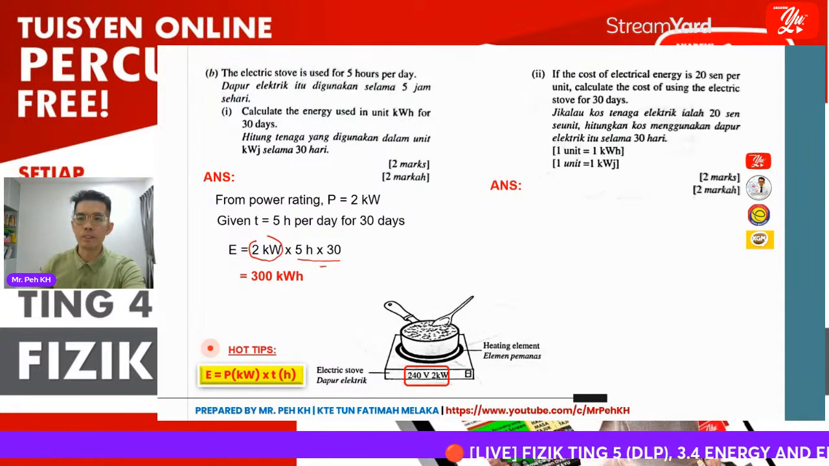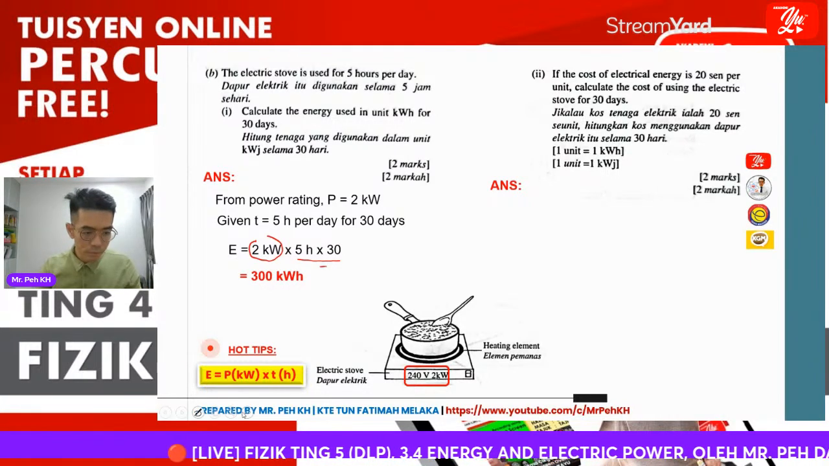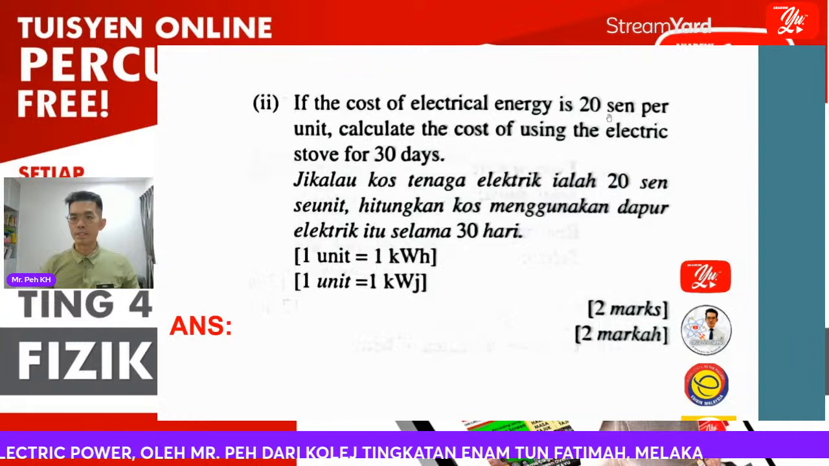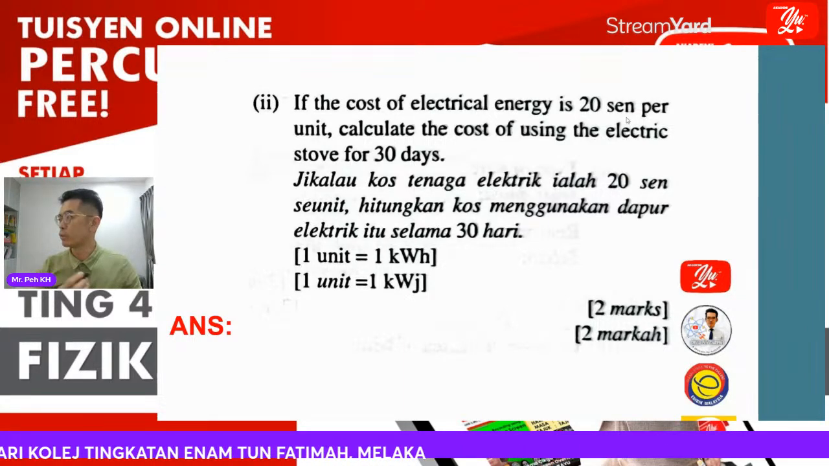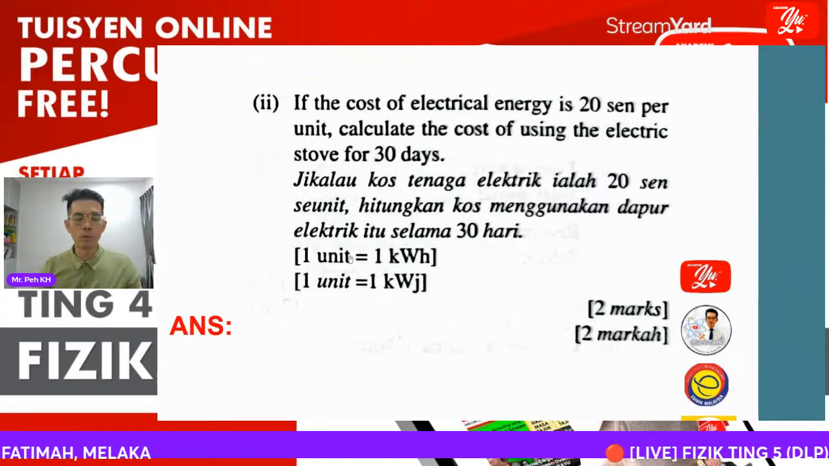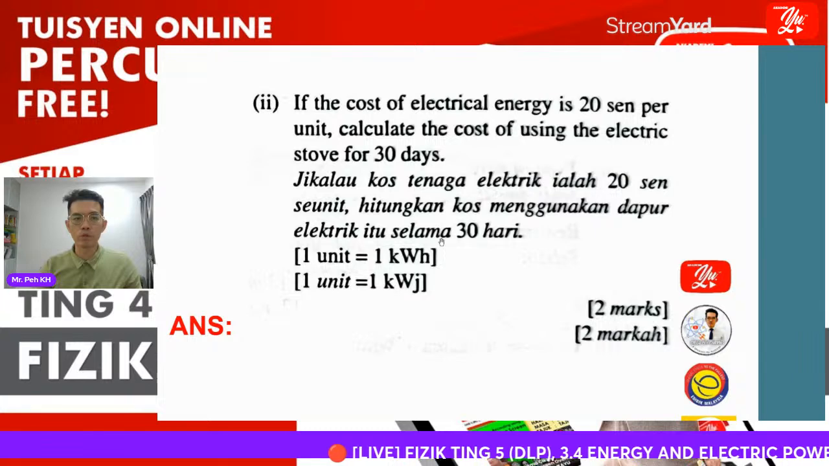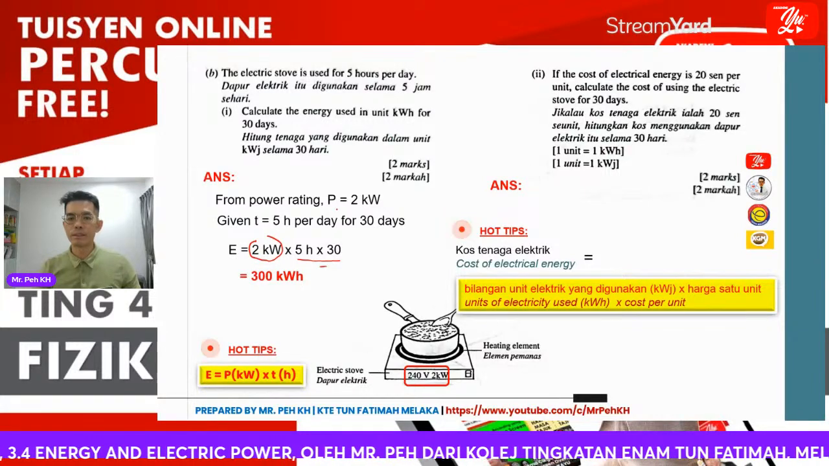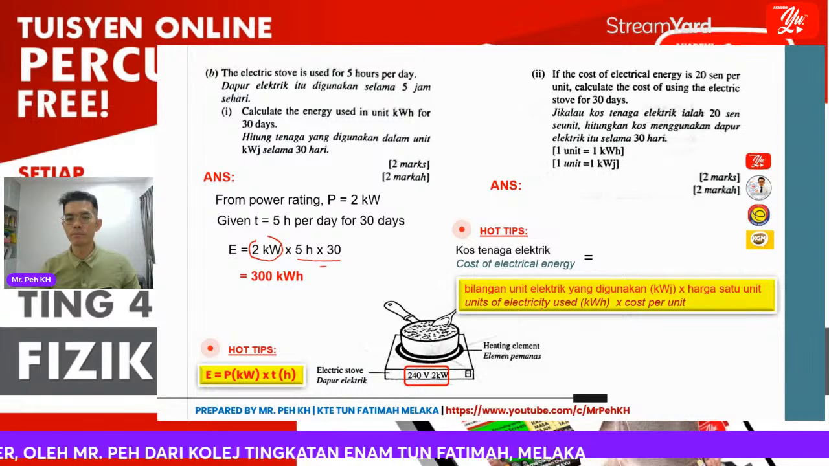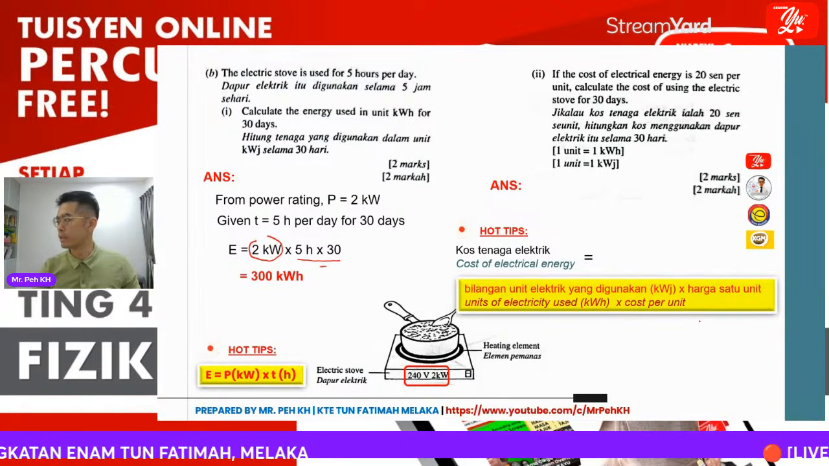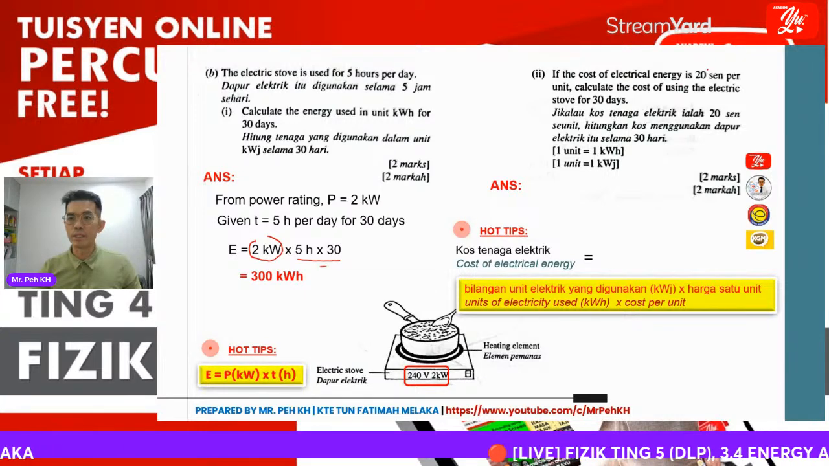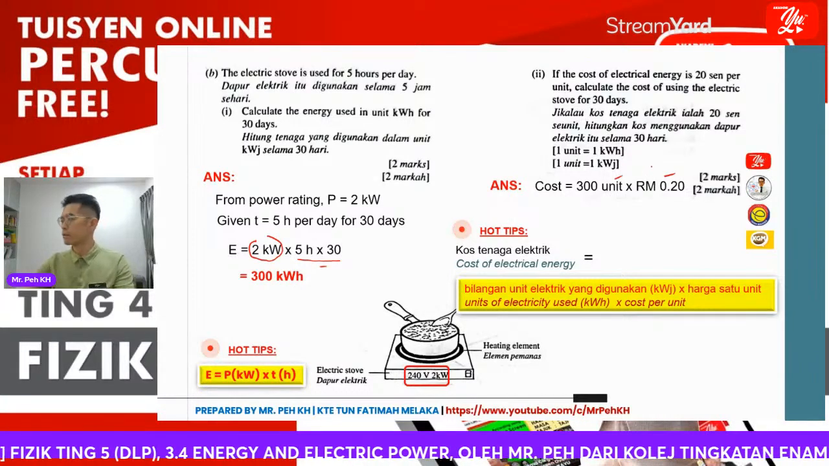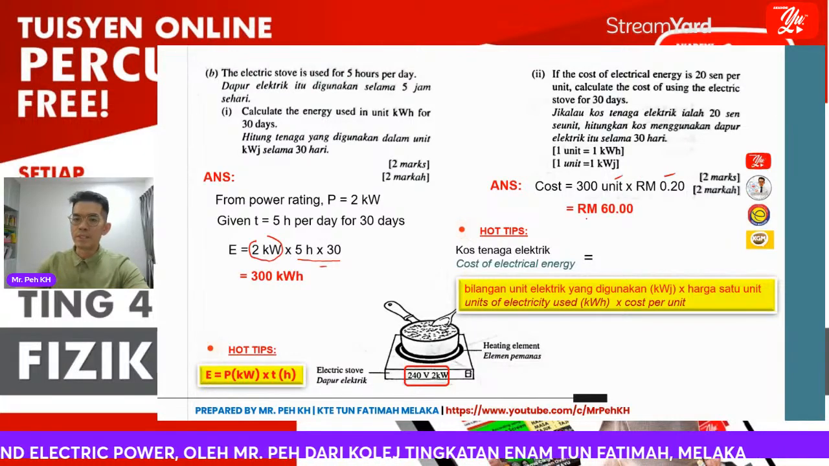Then the next here will be if the cost of electrical energy is 20 cents per unit. Just now we also discussed already, 1 unit will be equivalent to 1 kilowatt hour, which is also given by the question already. So what is the cost you need to pay? The 300 kilowatt hour will be also 300 units. This is the formula we are going to use: unit of electricity used times the cost. So here will be 300 times 20 cents. You have to change the cent to RM. It will be like this, 300 units times 20 cents. So the answer here will be 60 ringgit.